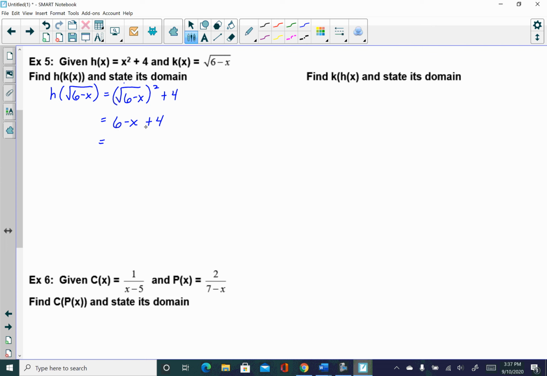And then let's just combine like terms. So you have negative x plus 10, or if you were thinking 10 minus x, the same thing. So we have just found h of k of x. Final answer.